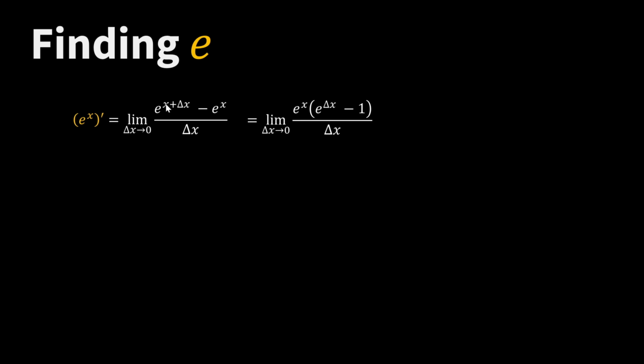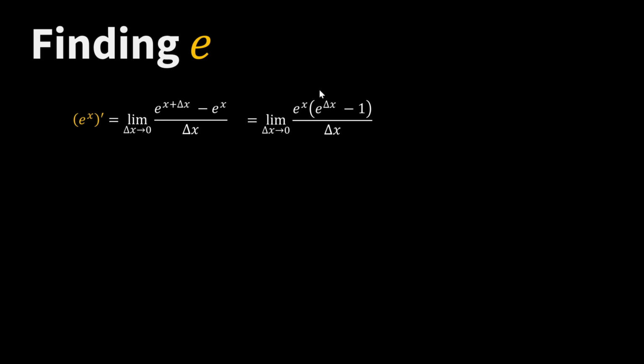Now we're ready to see whether e to the power of x is the function we're looking for, and, if so, what the value of e is. So let's plug e to the power of x into the limit. What's the derivative of e to the power of x? In the numerator we always had f at the position x plus delta x minus f at the position x. In our case this is e to the power of x plus delta x minus e to the power of x. Now we know that e to the power of x plus delta x is e to the power of x times e to the power of delta x.